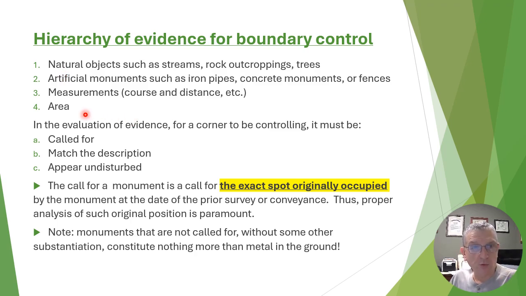So in the evaluation of evidence, for a corner to be controlling, it must meet these 3 conditions: be called for, match the description, and appear undisturbed. So if a prior survey or deed says it's a 1-inch open top pipe and you find a 1/2-inch rebar, red flag. That's not the original monument.